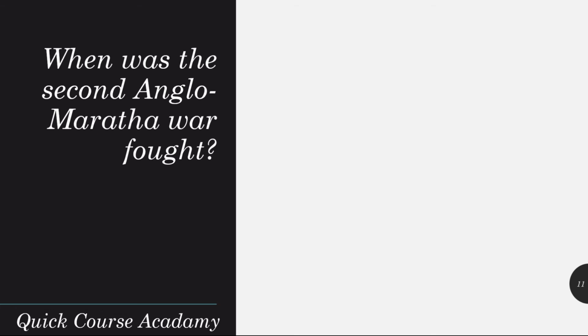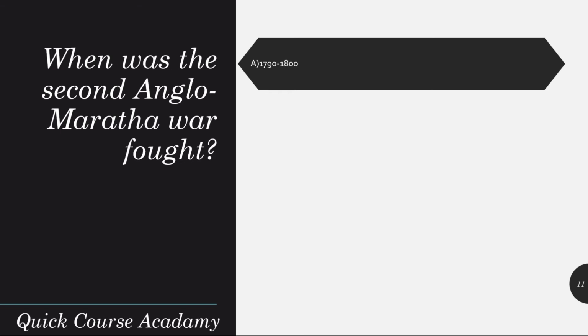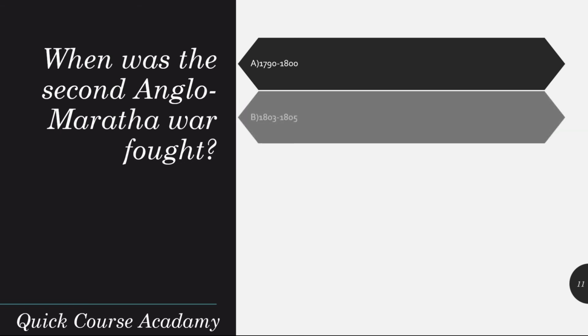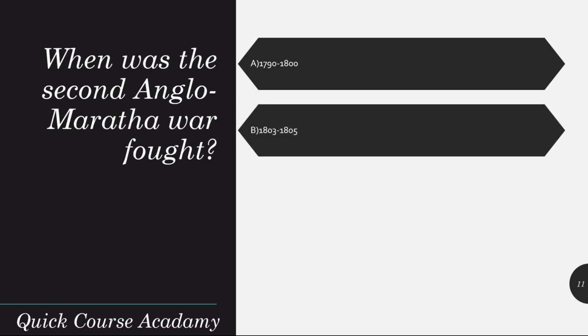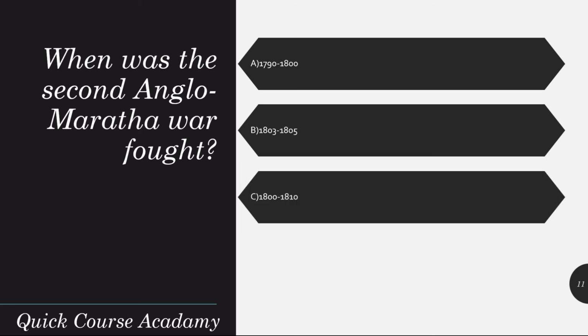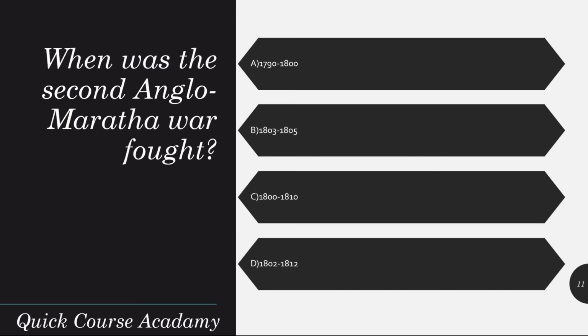When was the second Anglo Maratha war fought? 1790 to 1800, 1803 to 1805, 1800 to 1810, or 1802 to 1812. And the correct answer is 1803 to 1805.